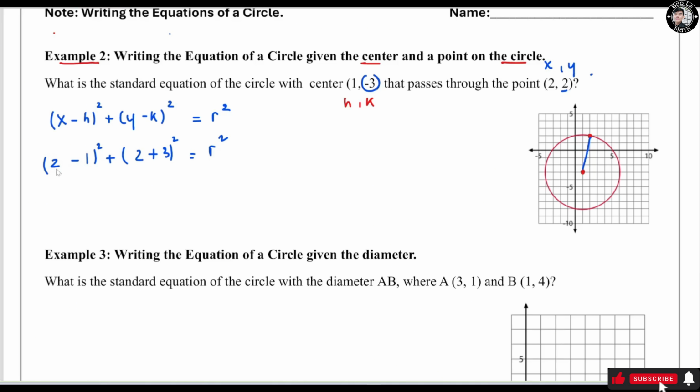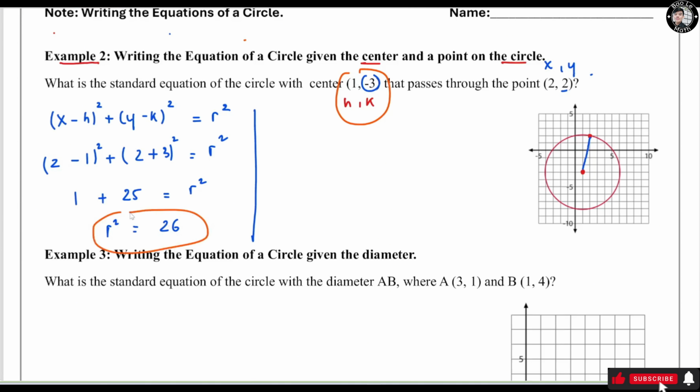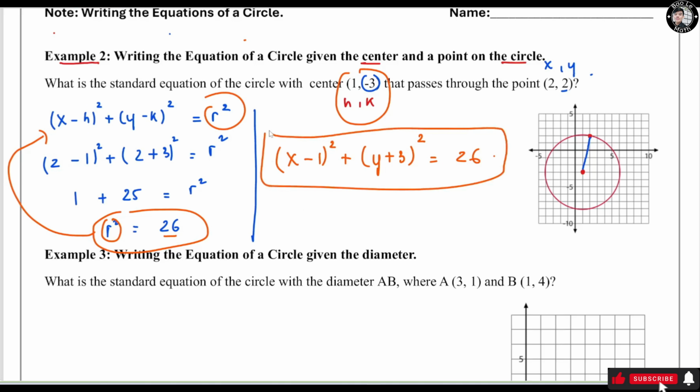Now we simplify. 2 minus 1 is 1 squared, 1 plus 2 plus 3 is 5 squared, that is 25 equals radius squared, right? So radius squared equals 26. So we substitute the center and the radius back into the formula, and we get the answer: (x minus 1) squared plus (y plus 3) squared equals 26. Keep in mind this is r squared equals 26, which is right here, and this one is the final answer.